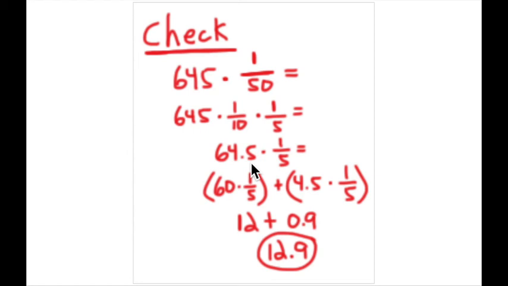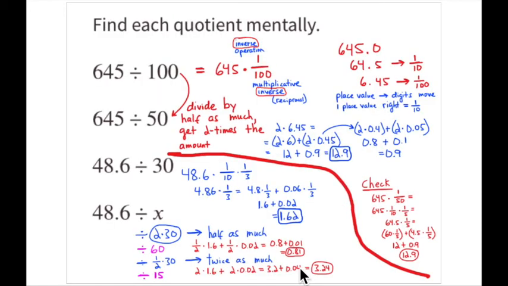That's a multiplication fact. 5 times 12 is 60. And 45 is a multiplication fact. 5 times 9 is 45. So 60 times 1/5 is 12. And 4 5/10 times 1/5. Look at this as 45/10. 1/5 of that, or divide by 5, is equal to 9/10. So you get the same answer, 12 9/10. So that's a good check.